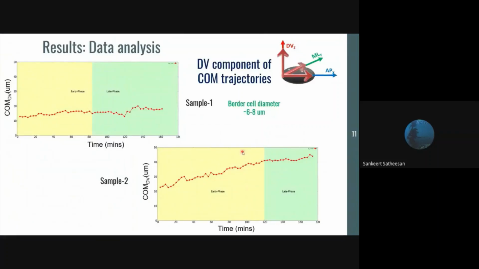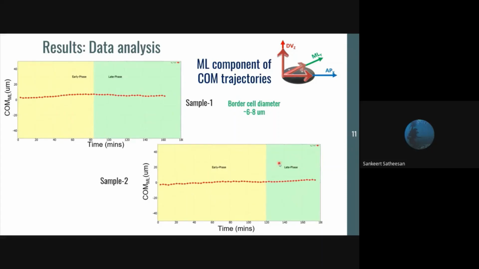Next is the DV component of the center of mass trajectories. Here you can see that in the late phase there is a rise in the DV axis. So cells, after initially traveling in AP, have an upward DV projection. And this is the ML component of the center of mass trajectory. Here you can see more or less there is no movement. This also confirms the results presented by Denise Montell, that there is no appreciable sideways movement of the cluster.